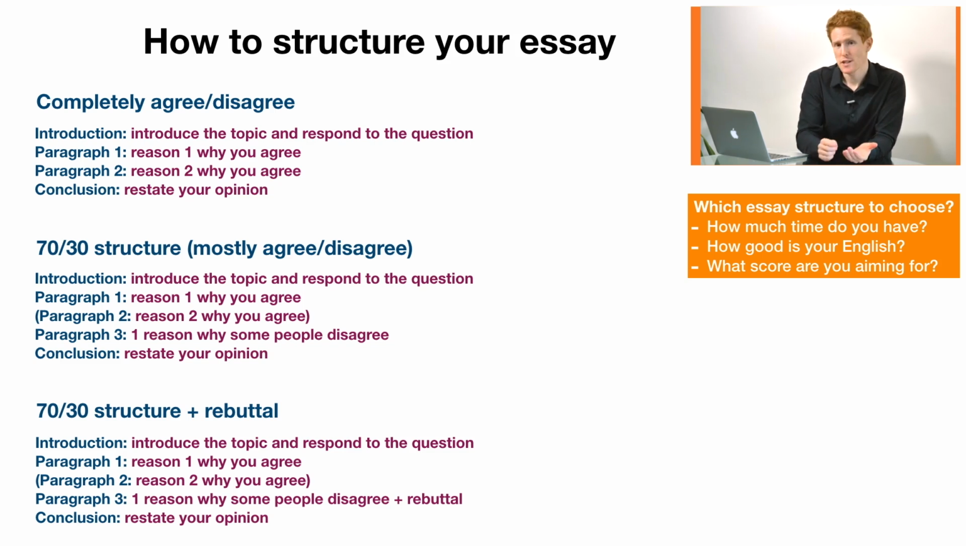So if you're fast at writing or typing and you have 40 minutes left, then go for a complicated structure. If you don't have very much time, then go for a simple structure. If your English is good and you're aiming for a high band score, then it's better to go for a more complicated structure. But if your English isn't so good and you're typically scoring 5 and struggling to get 6, then you really don't want to be writing a 70-30 structure plus a rebuttal.